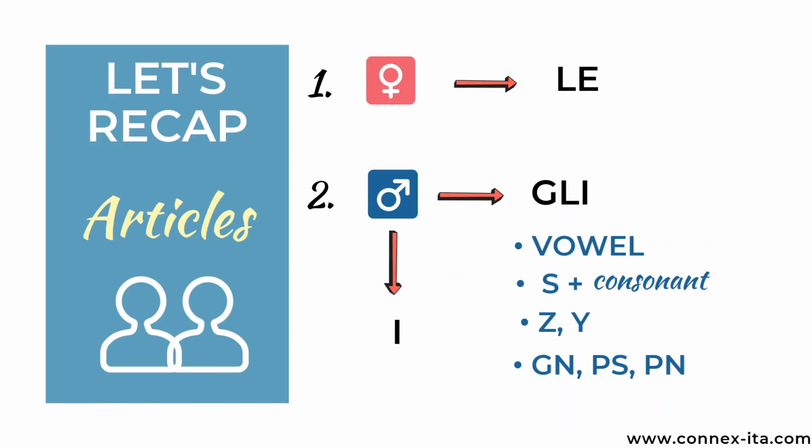Then the plural is very easy. All feminine words will have the article le, while if the noun is masculine, then you use gli if it begins with a vowel, an S followed by a consonant, or with the letters Z, Y, GN, PS, or PN. In all the other cases, you use the article i.